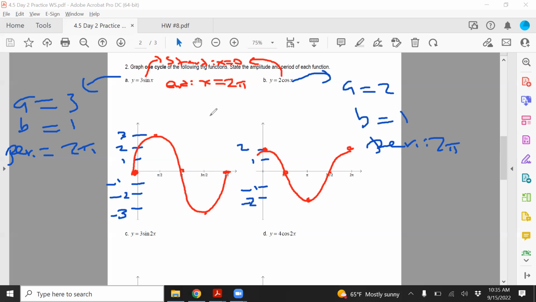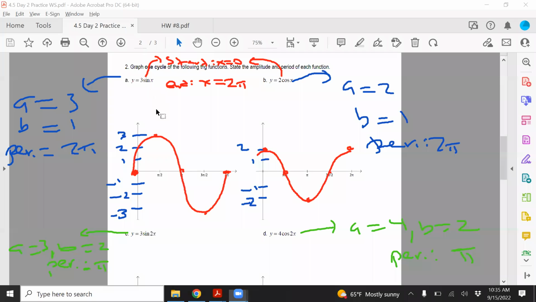Let me set up the ones down below, then I'll move the screen just a sec. A is 4, B is 2. A is 3, B is 2. Period for each of these are what? For C and D. Yep, thank you, Diana. Pi, you got it. 2 pi over 2, which is pi. Yep. 2 pi over 2, same thing. Okie dokie, amplitudes we got. We're doing sine and cosine again.